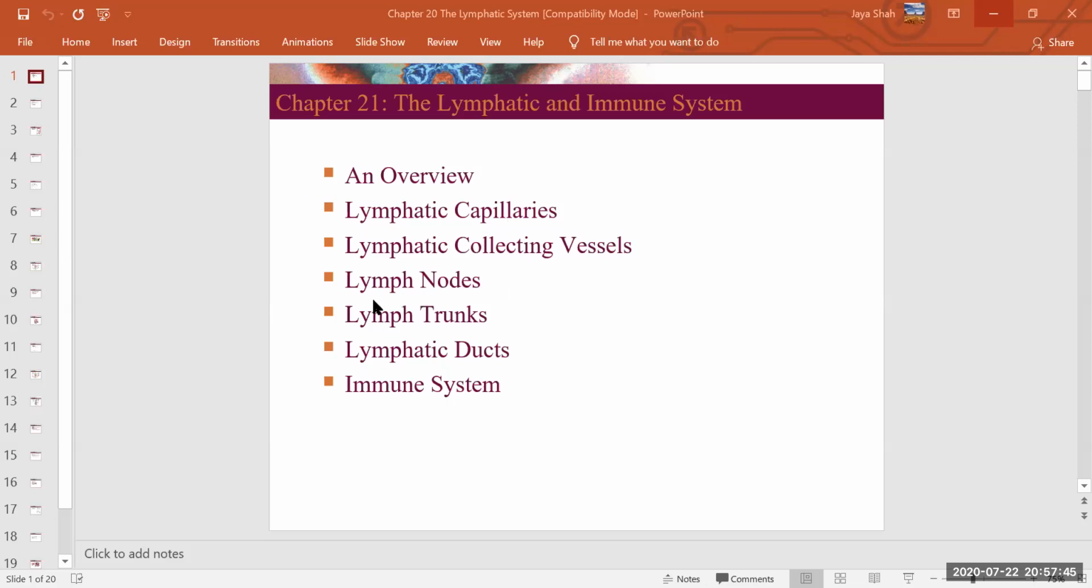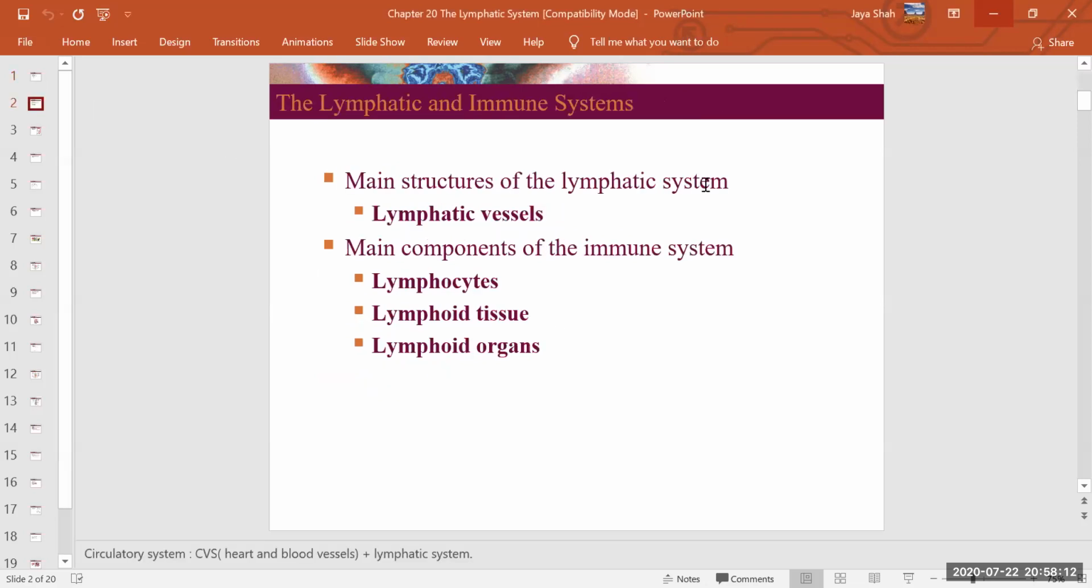The lymphatic system is composed of several structures, and those structures in the hierarchy are lymphatic capillaries, lymphatic collecting vessels, lymph nodes, lymphatic trunk, and lymphatic duct. So we're going to talk about all these structures, and then we will touch the base with the immune system. Okay, so let's start with the lymphatic and immune system here.